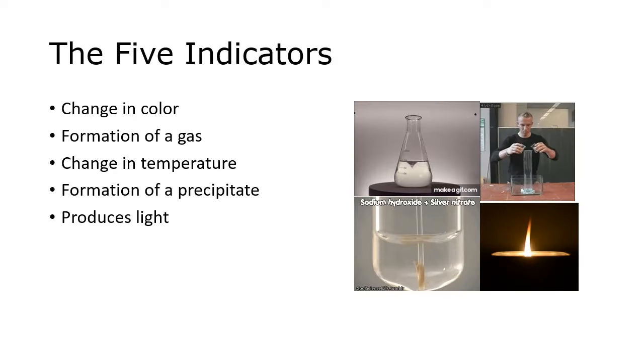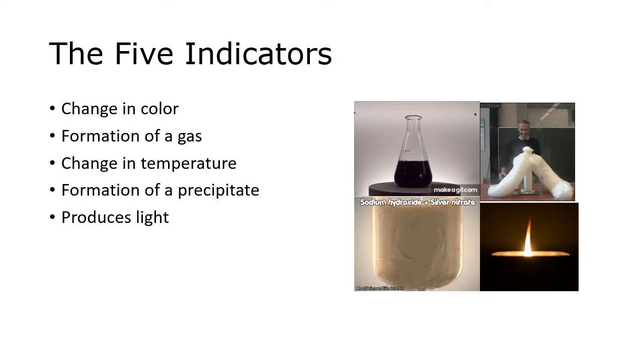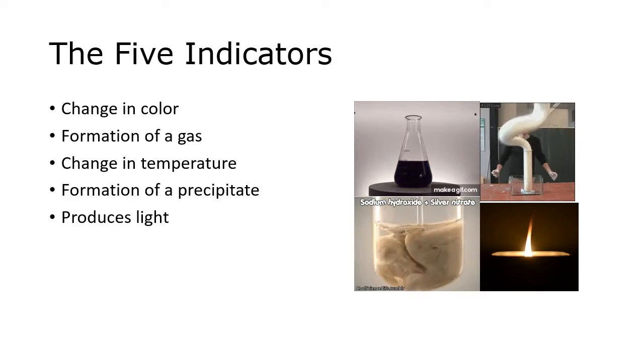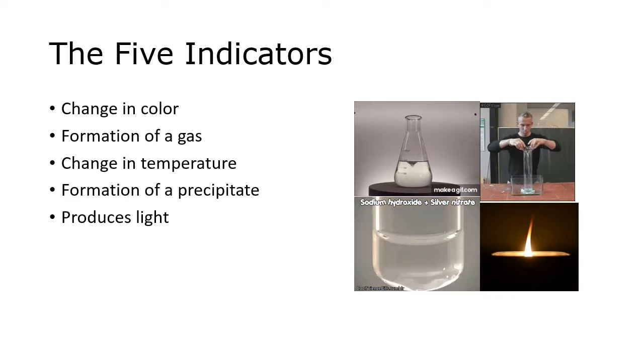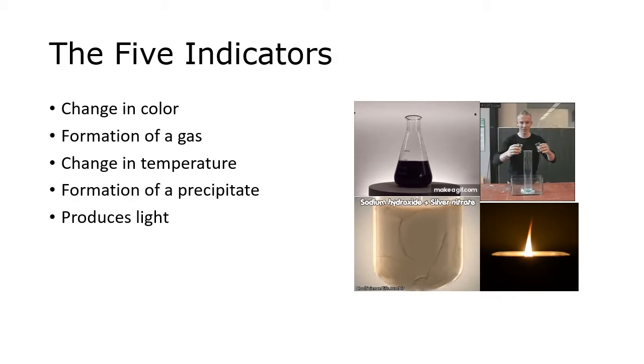A summary of the 5 signs of a chemical reaction: a change in color, the formation of a gas, a change in temperature, the formation of a precipitate, or the production of light. This is something that you should be able to apply to the world around you, if you look close enough.